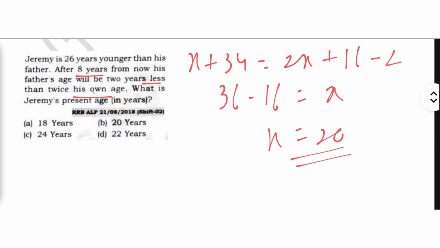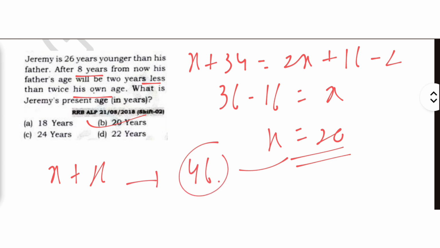What is Jeremy's present age? We had considered Jeremy as X and we had considered father as X plus 26. So Jeremy is 20 years old. If they had asked about the father, then it would have been 46. This would have been your father's age.